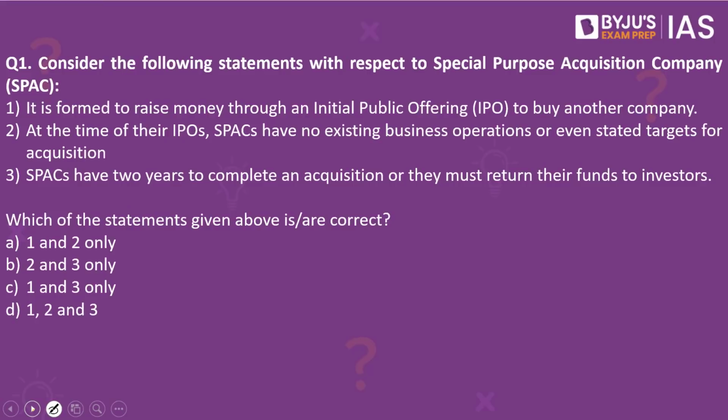Let's look into the first question. Consider the following statements with respect to special purpose acquisition company. 1. It is formed to raise money through an initial public offering to buy another company. 2. At the time of their IPOs, SPACs have no existing business operations or even stated targets for acquisition. 3. SPACs have 2 years to complete an acquisition or they must return their funds to investors. Which of the statements given above are correct? The answer to this is 1, 2 and 3.